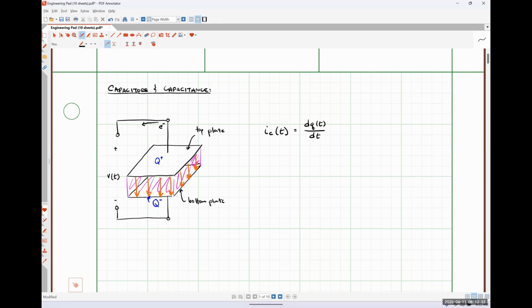This is literally just our fundamental definition for current from our second day of class. And we can relate this to capacitance and voltage because capacitance is just the constant of proportionality effectively between charge and voltage. So this will look like C dV by dt. So this is our first equation.